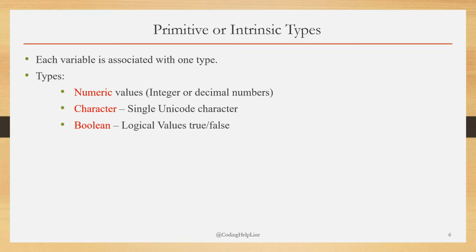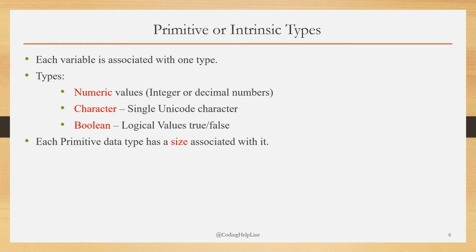And character, single Unicode character. Java supports the Unicode character set that can store up to 4 bytes of values, which can accommodate almost 65,000 plus different characters to represent different languages around the world. Boolean. Boolean logical values can only store true or false.